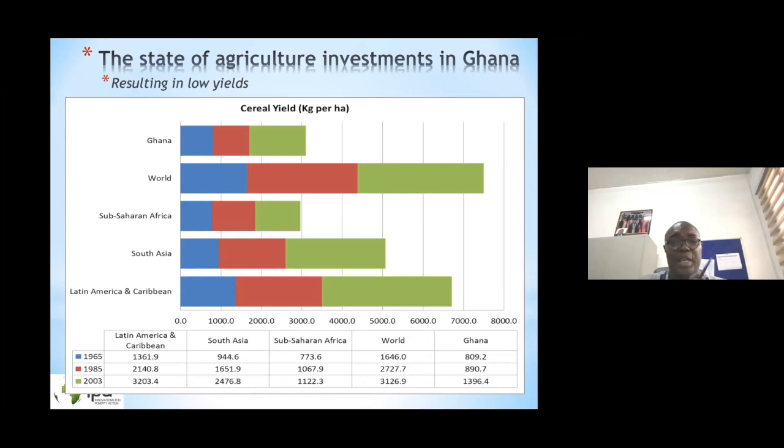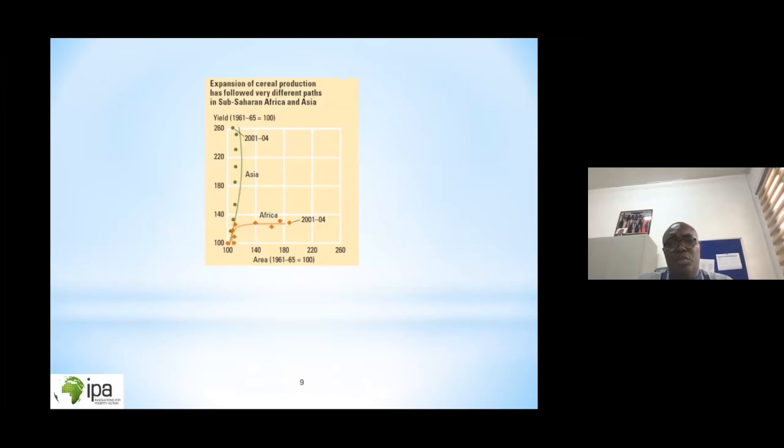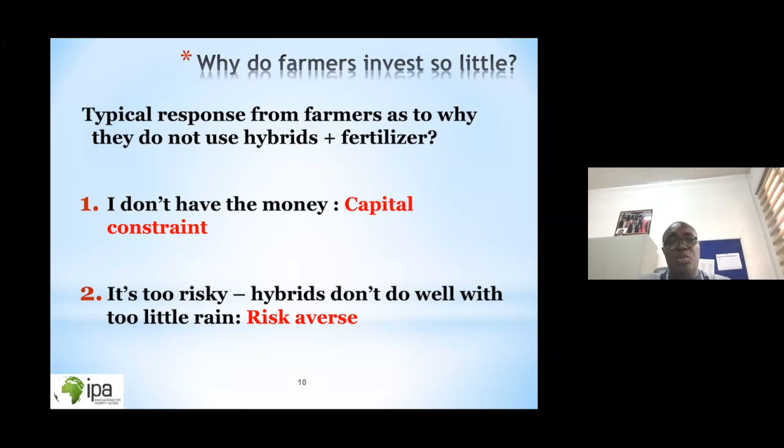And so again, if you just take the cereal yields, Ghana is just a little over 1.2 tons per hectare, while other places are doing close to 3 tons. So again, you invest low, you get, of course, low returns. And of course, that translates into significant yield gaps in sub-Saharan Africa, but also in Ghana, for sure.